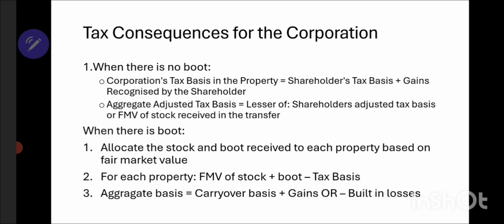Basically, we found the percentages of land is this much of the whole fair market value. Buildings are this much of the whole fair market value. Inventory is this much of the whole fair market value. And then we apportion our boot and we apportion the stock received.